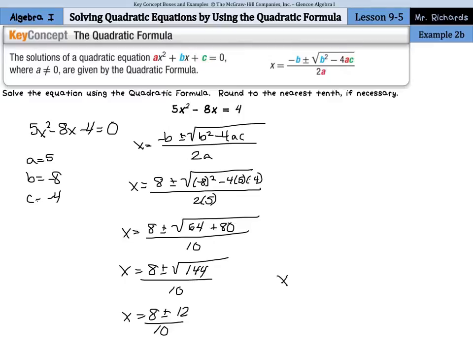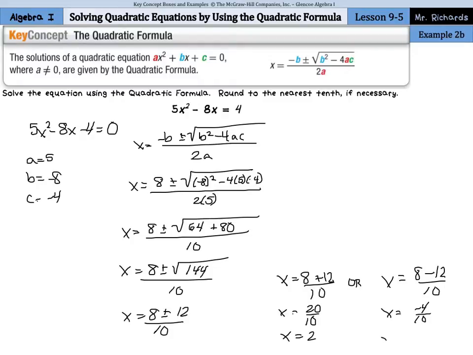And now we have our two different paths. X equals 8 plus 12 divided by 10, or x equals 8 minus 12 divided by 10. In the first one, we'll have x equals 20 divided by 10, which is just 2. In the second one, we'll have x equals negative 4 divided by 10, which is, well, negative 4/10. And those are my two solutions for this quadratic equation.